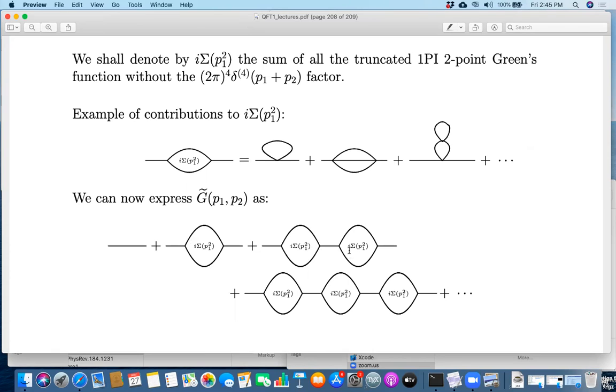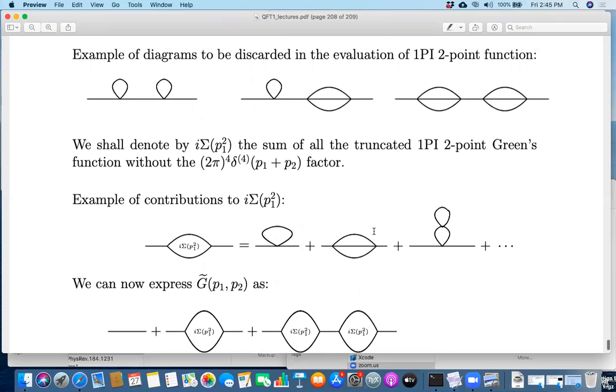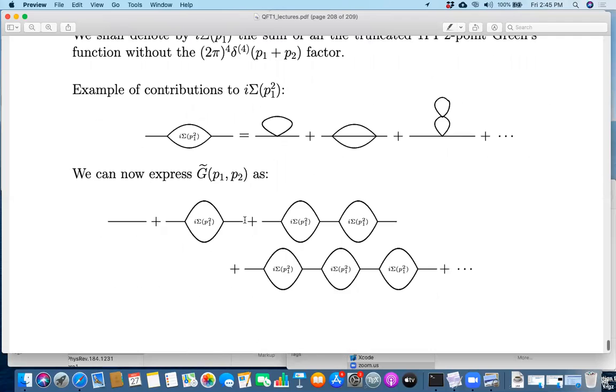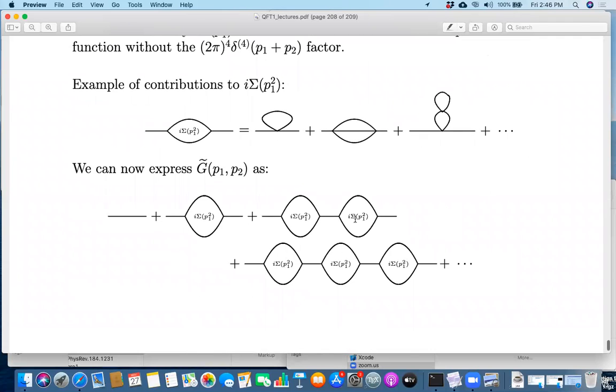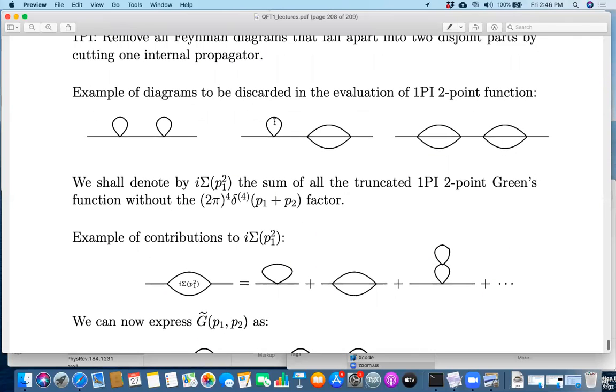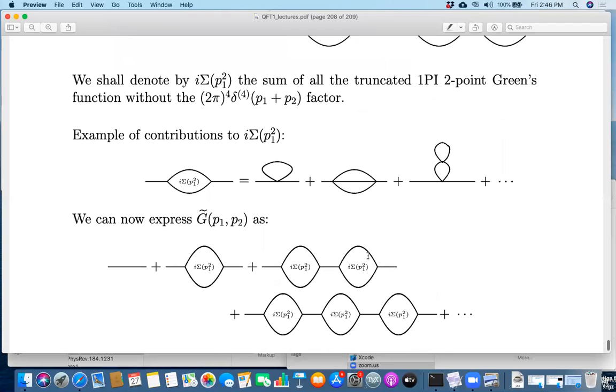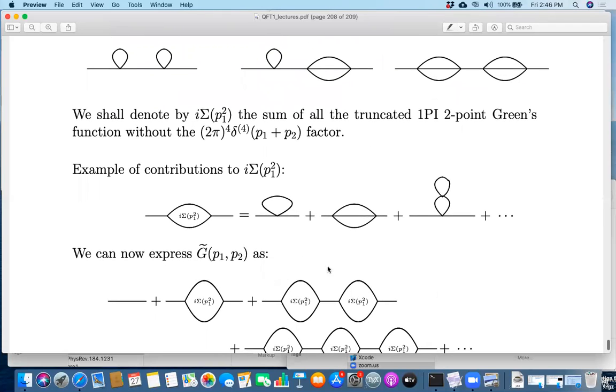Okay. But this represents a one particle reducible diagram, whereby cutting this propagator, it falls apart into two parts. So this, for example, includes diagrams like this. Because this is a contribution to I sigma p1 square, this is a contribution to the second I sigma p1 square, which is here. Similarly, this is a contribution to the first I sigma p1 square. Here, this one is to the second one. Here, this one is to the first one. This one is to the second one, right?